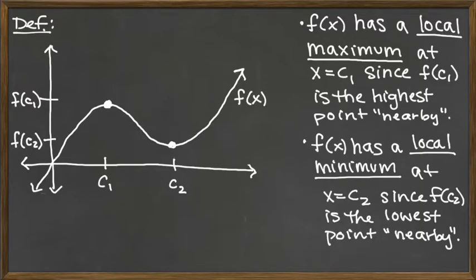We start with a couple of definitions. These are definitions of local extrema. We have local maximum and local minimum. We say that a function has a local maximum at an x value, x equals c1, if it's the highest point nearby. And so we see this graphically right here. This is the highest point nearby.